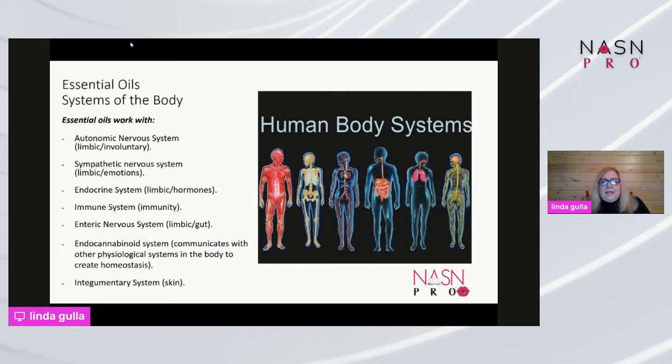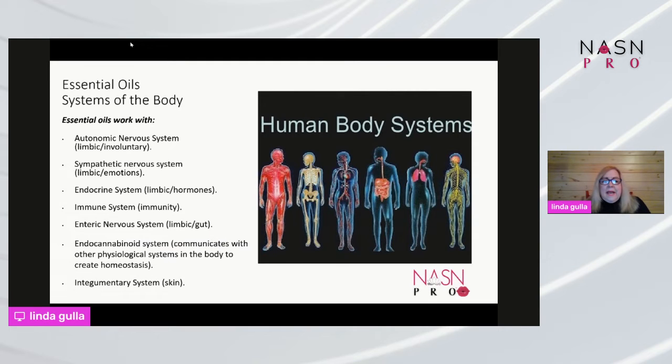So the systems of the body that essential oils work with is the autonomic nervous system, which is the limbic and involuntary nervous system. The sympathetic nervous system, which is also part of the limbic system, but it deals with more of emotions. The endocrine system, which is also part of the limbic system, but it deals more with hormones. The immune system, which, as we know, is part of our immunity. And the enteric nervous system, which is also part of the limbic system, but it's also more geared towards the gut, the nervous system in the gut.